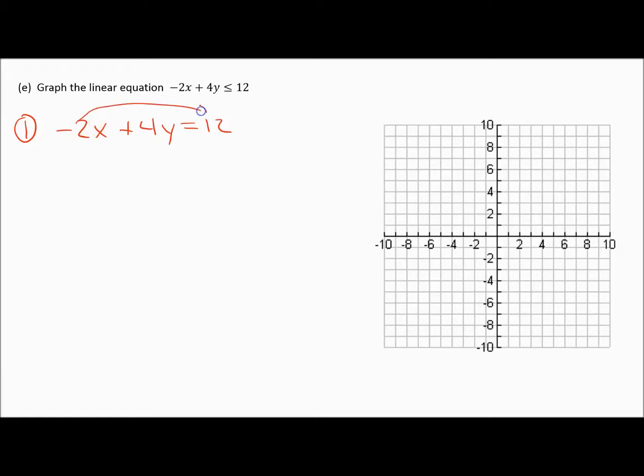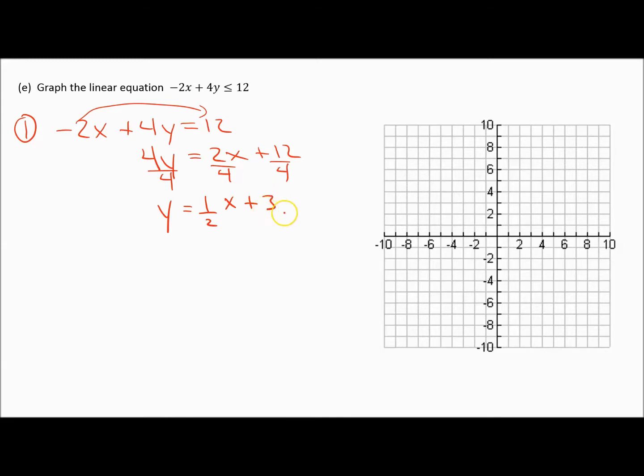The first thing I need to do is move my x term to the other side. So now I have 4y is equal to positive 2x plus 12, and I divide everything by 4. So that gives me y is equal to 1/2, reduce to 2/4, x, and then 12 divided by 4 is 3.